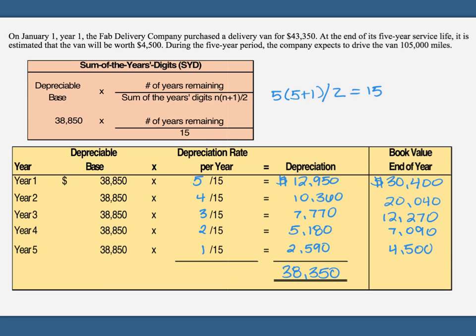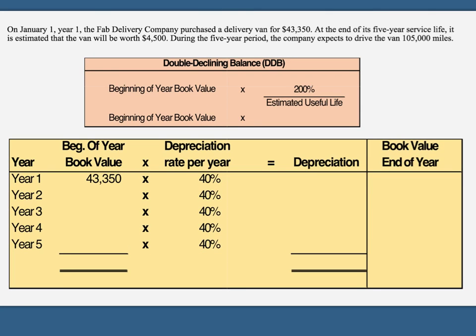And then if you add up all the depreciation expense, it's going to equal our depreciable base, 38,350. So one thing to note with sum of years digits is you see the depreciation is higher in the earlier years and then decreases each year versus straight line where it's the same each year. Next, we'll look at the double declining balance method.